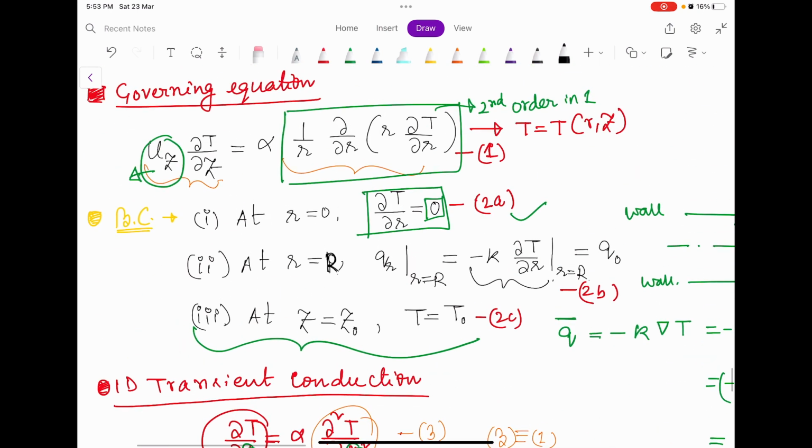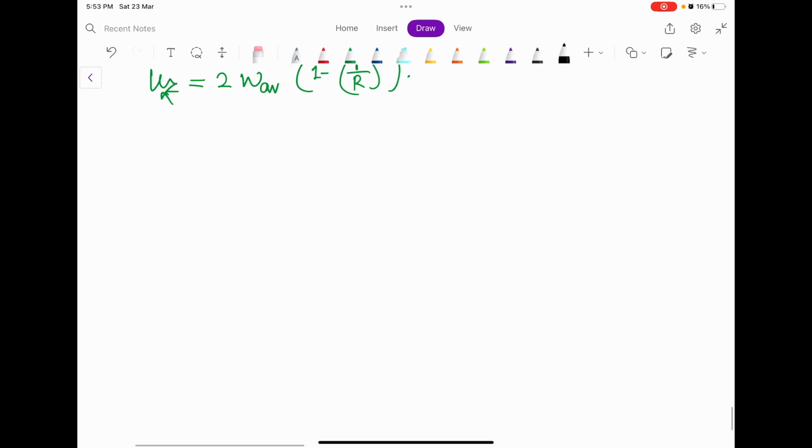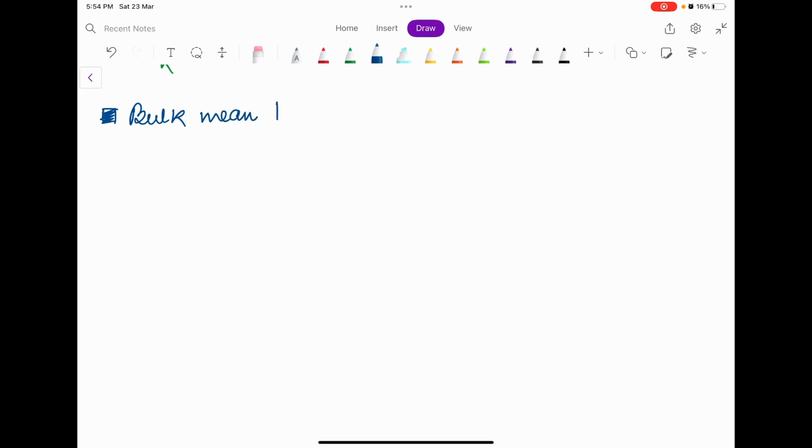So here we are sure that we cannot apply the method of separation of variable. So what can we do? Let us see. Okay, so here in this context, now let me define something called bulk temperature or bulk mean temperature. So what is bulk mean temperature?